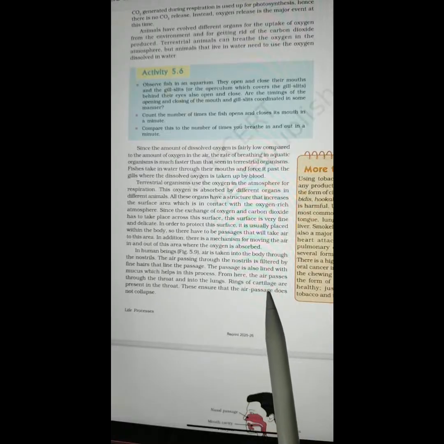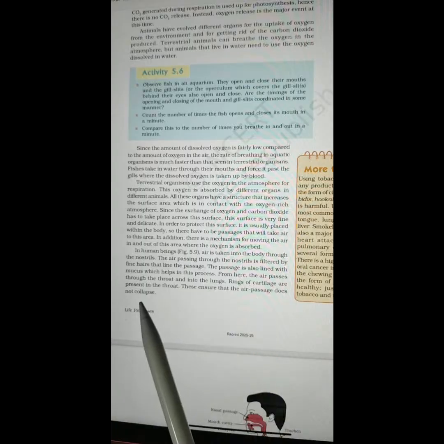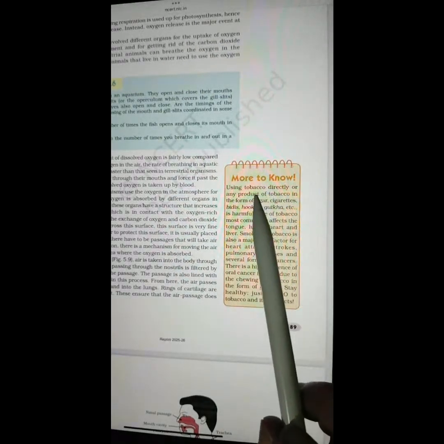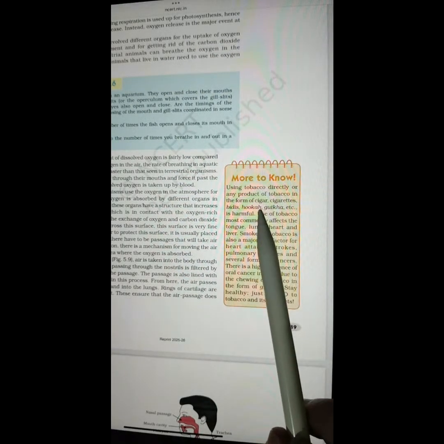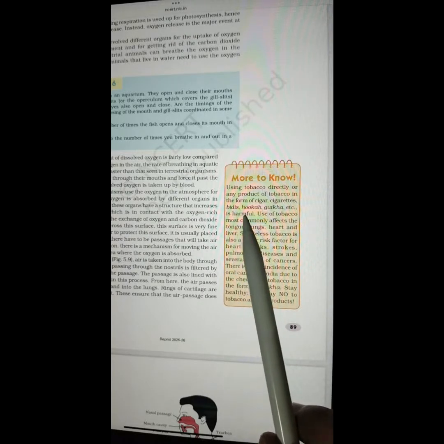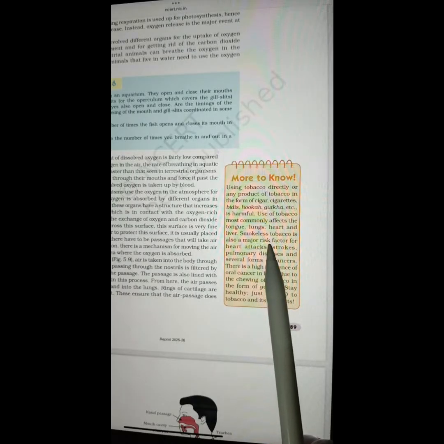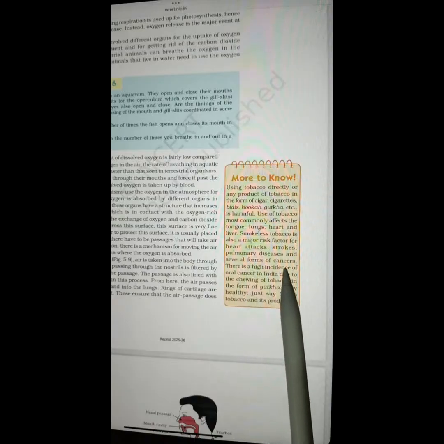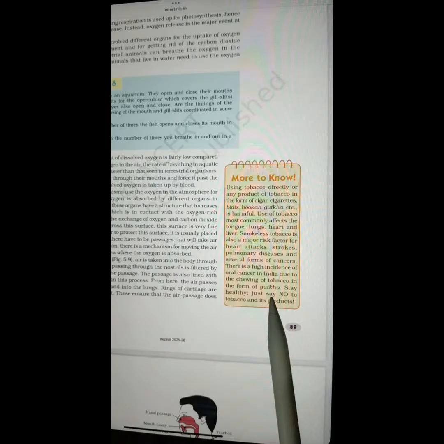Rings of cartilage, collapse. Tobacco, cigar, cigarettes, beedies, hookah, gutka, smokeless. Pulmonary, cancers, gutka, tobacco.